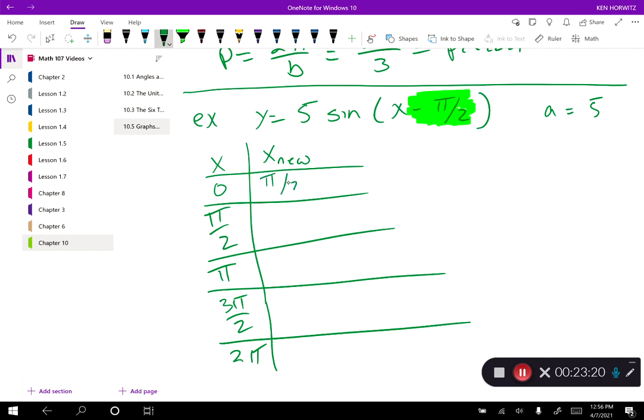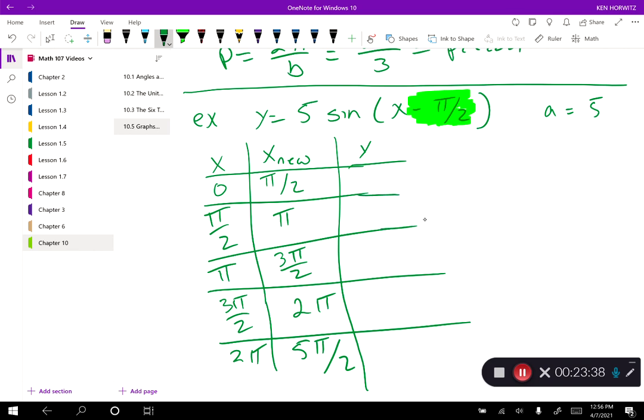So I'm going to start at pi over 2. Then I'm going to go to pi. Then 3 pi over 2. Then 2 pi. Then 5 pi over 2. Now, you're going to take the new x values and run them through the equation. When you run them through the equation, you will get y values. All right? So take a moment, run them through the equation, and we'll talk about them on the back end.